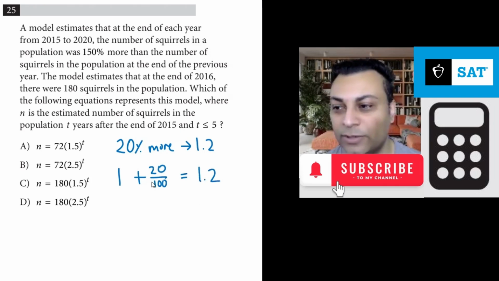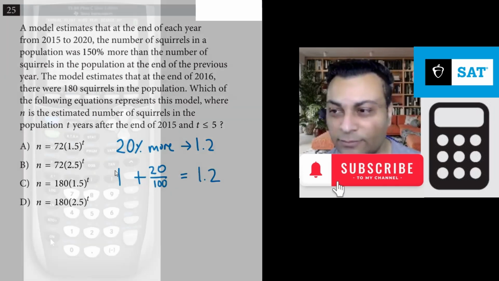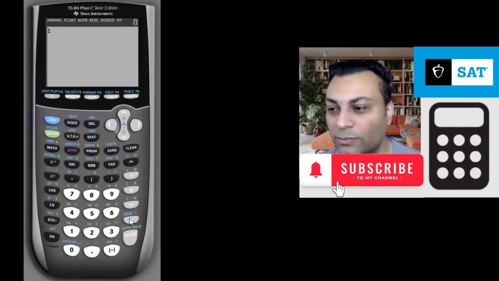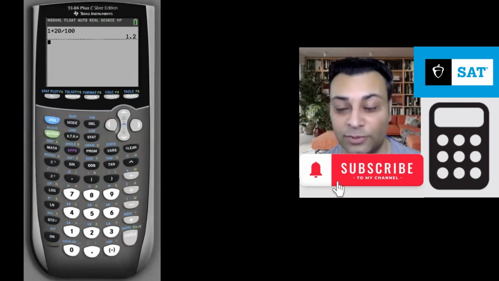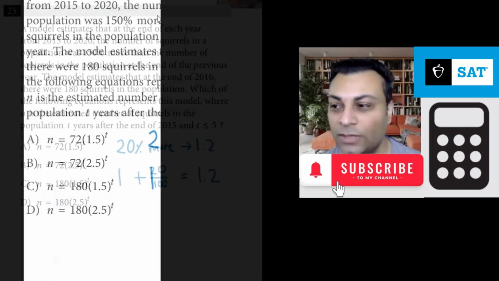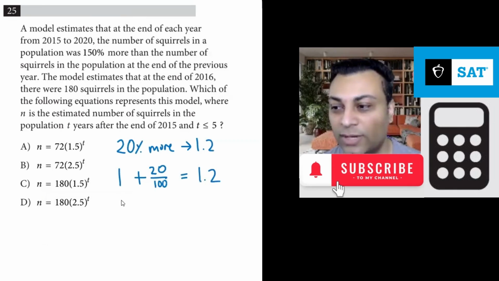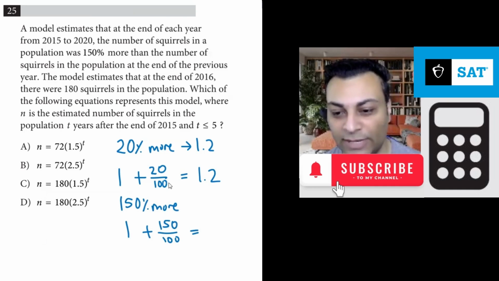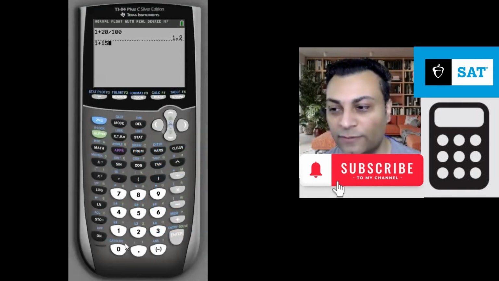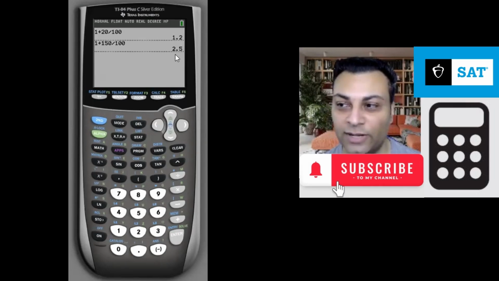Go ahead and practice putting that in the calculator. I'll do it right now. 1 plus 20 over 100, and that's 1.2. So that's 20% more. Okay, I'm leading up to 150% more. So how do we work on that? Now, if you had 150% more, which is what we have, we would do 1 plus 150 over 100. That's why I wanted to show the example with 20%. So for that, 1 plus 150 over 100, we would be using 2.5.